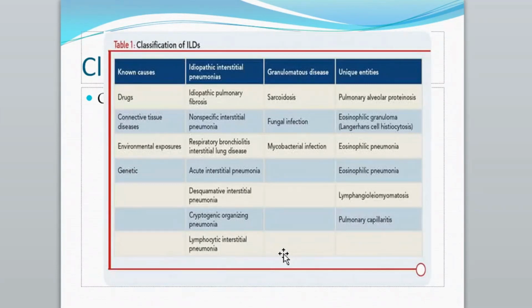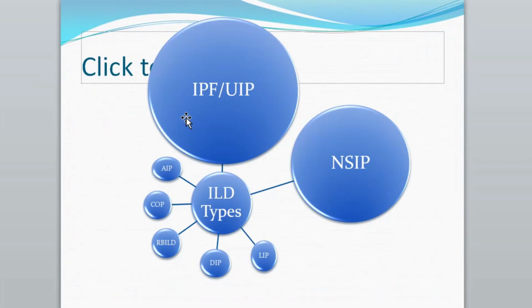So you've probably seen some of these in the past. The main ones we're going to talk about are drugs that can cause it, and connective tissue disease, and these are the ones we're going to focus on a bit now. So IPF is idiopathic pulmonary fibrosis. These are, as the name suggests, the idiopathic types, and there's only really two you need to concentrate on, these two here. Don't worry about any of this stuff.